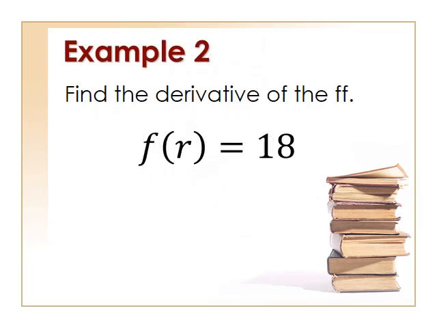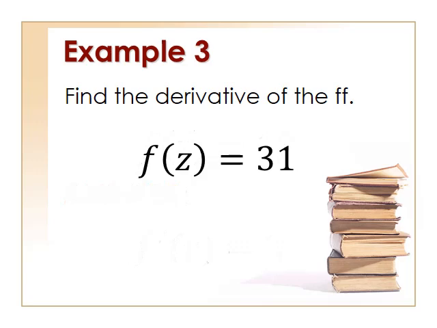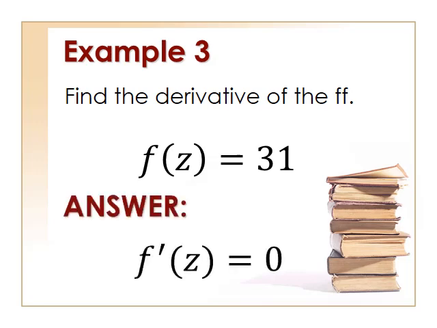Okay, so this time we have f of r is equal to 18. So, since 18 is a constant, you can guess that the derivative of 18 is equal to 0. Yan. Or f prime of r is equal to 0. Okay, another example, f of z is equal to 31. Okay, so kung kukunin natin ang derivative ng 31, 31 is a constant. So, ibig sabihin, ang value ng derivative ng constant, or the value of the derivative of 31, is also equal to 0. Or we can say, f prime of z is equal to 0. So, madali lang, di ba?